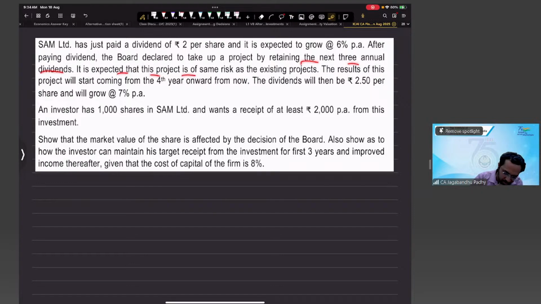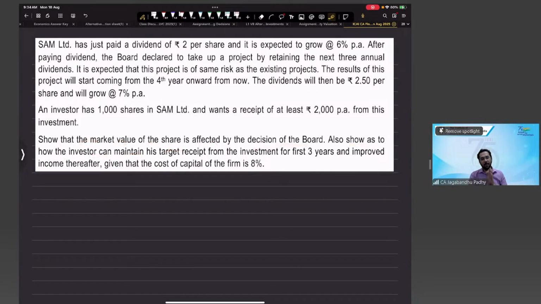It is expected that this project is of the same risk as the existing project. The result of the project will start coming from the 4th year onwards from now. The dividends will then be 2.5 per share, which will grow at 7% per annum. An investor who is holding 1,000 shares wants a receipt of at least rupees 10,000 per annum from this investment. So show the market value of the share is affected by the decision of the board. Also show how the investor can maintain his target receipt.